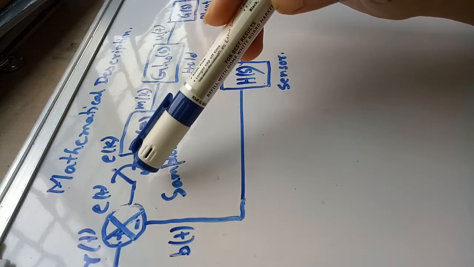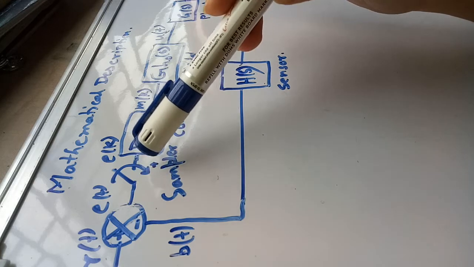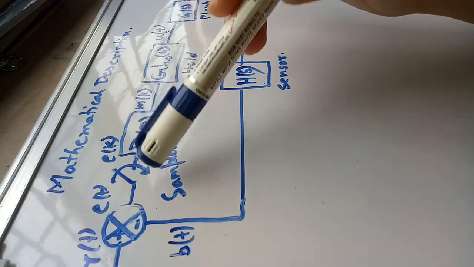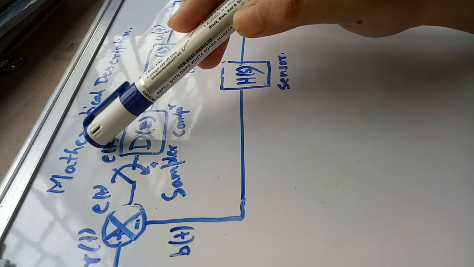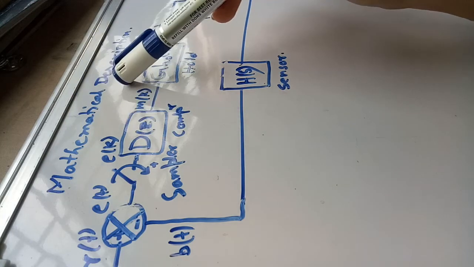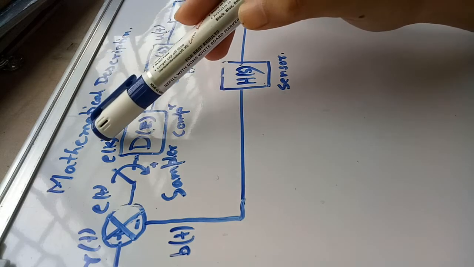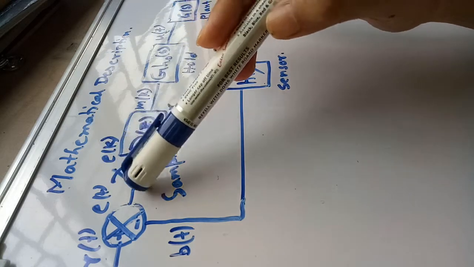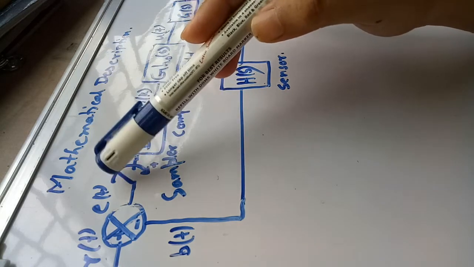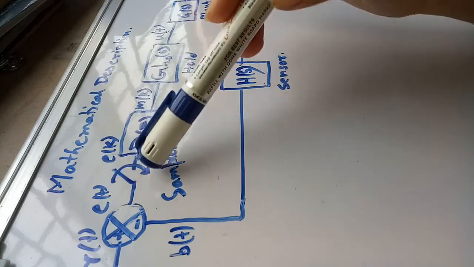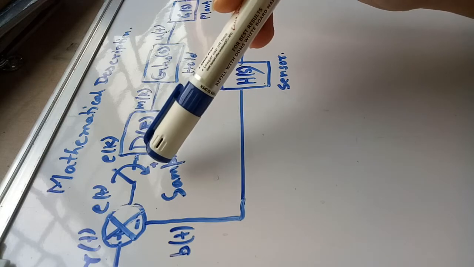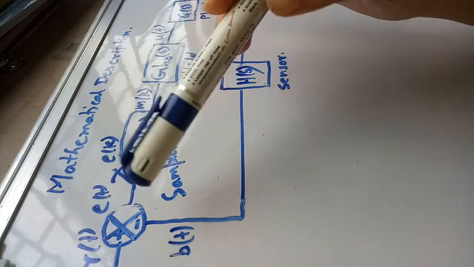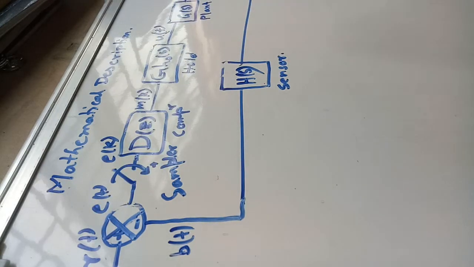That sample instant will be t equal to 0, t equal to 1, t equal to 2, t equal to 3, like this. So that will be mentioned by this k. K will start from 0 to n. Okay, k equal to 0, it will touch, one signal will come, again disconnect. K equal to 1, again it will touch. In this way it will do the sampling. Okay, so this is the structure.